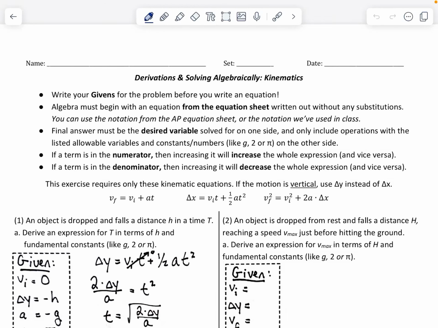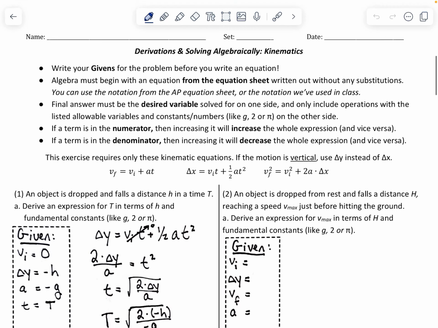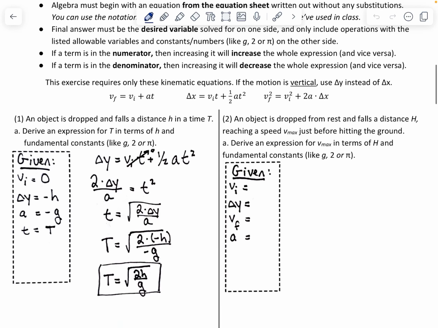Hi, so I'm going to go through the evens on this just to get you used to this process. Okay, so in number 2, actually, let me quickly talk through number 1. So an object is dropped and falls a distance h in a time t. Instead of giving us numbers for these quantities, we're just given letters, but we treat them exactly the same way we would numbers.